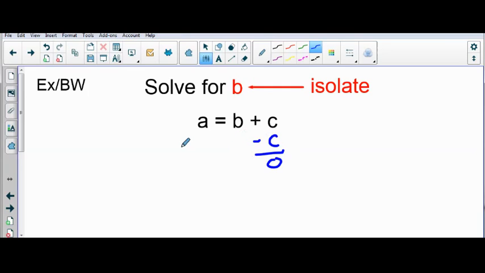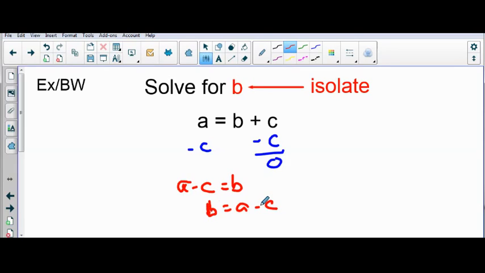But if I take c away from one side, I have to take c away from the other side. So how do you write a minus c? You can only write it as a minus c. That's the only way you can write it. And then the b is by itself over here because the c went away. So a minus c does equal b, but I want the b on the left side. So all I have to do is spin the whole thing around, put the b here, and the a minus c over here on the other side.